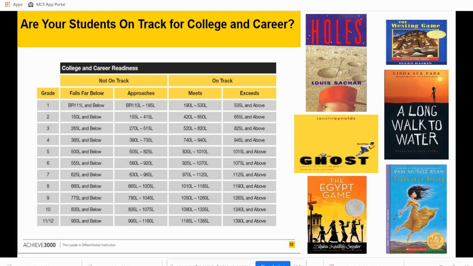Seventh grade as well. If they are reading at a 625 all the way to a 965, they need additional supports. Eighth graders, 660 Lexile all the way to a 1005 Lexile. Those are kiddos who really need some extra supports in order to show some progress within the classroom, and obviously on regular assessments as well as state assessments.